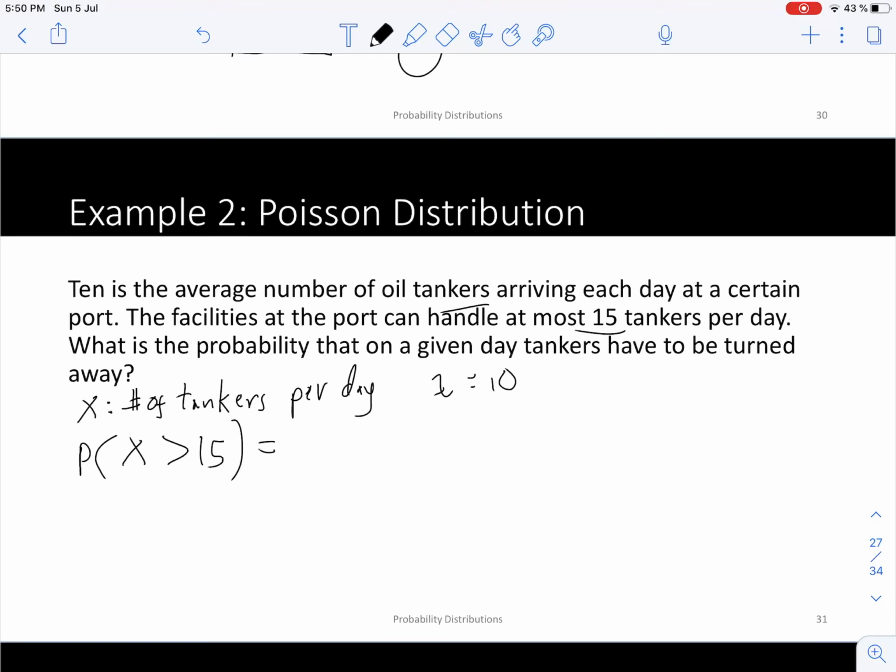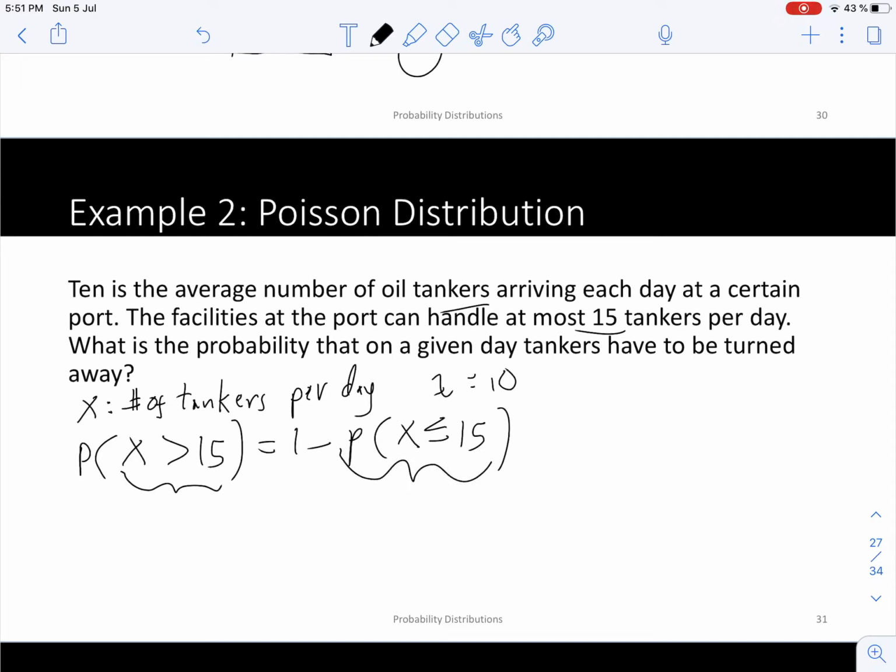Then the problem here is that we don't know the maximum value. So if you try to find the probability with the equation, that will be the probability of x equal to 16, 17, 18, and you have to keep going until you start getting small numbers, almost close to 0. Or it is easier to just use the complement idea. So what is the complement? This is equivalent to 1 minus the probability of x less than or equal to 15.